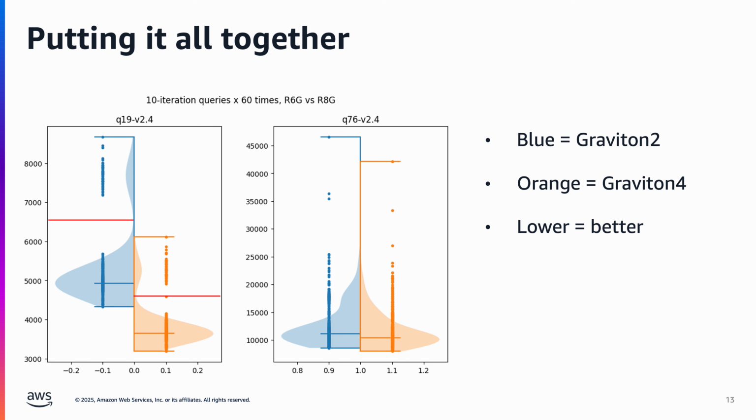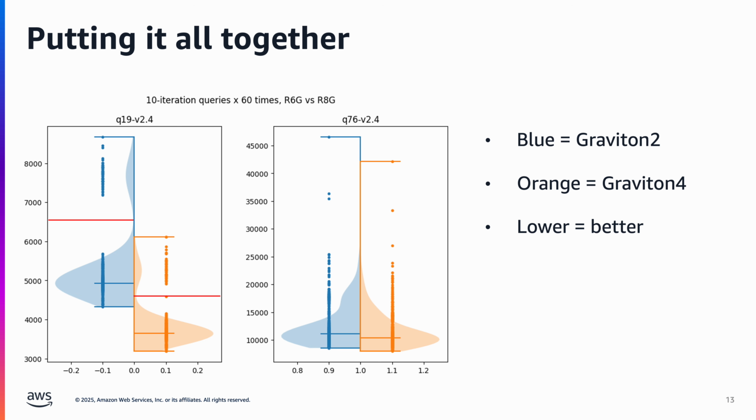To put all that we have learned so far together, this chart builds on the previous example and visualizes results as a violin chart using matplotlib, a Python library. In my example, the y-axis represents system response time, and in this case, lower means better. I see Q19, the query we just investigated before, on the left-hand side.